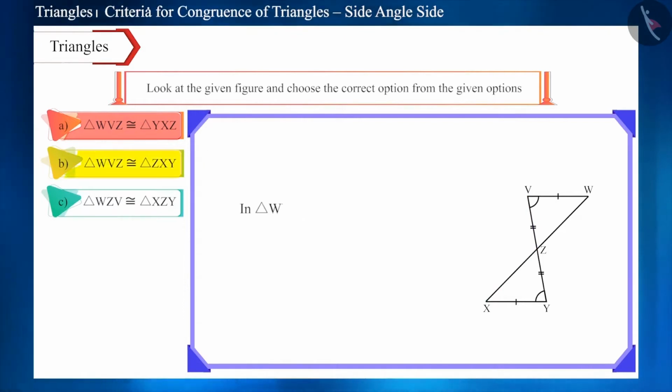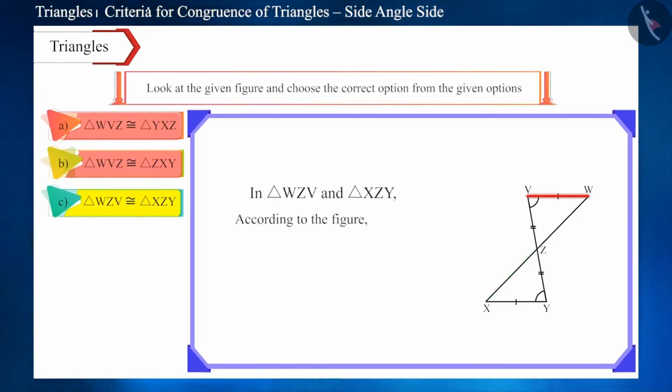Now let's move to the second option. Here, according to the name of the triangles, is side WV equal to side ZX? No. Therefore, this option is also incorrect. Now let's look at the last remaining option.